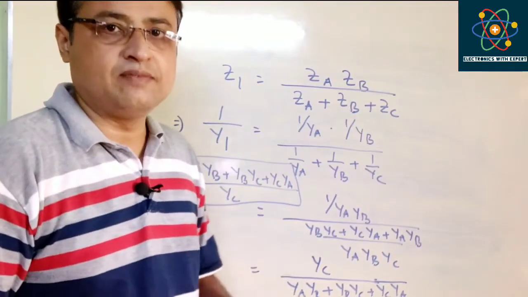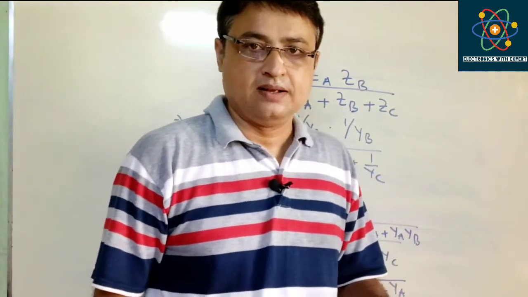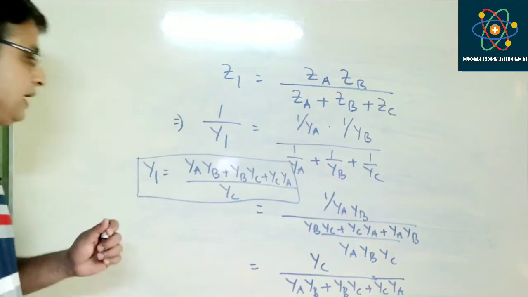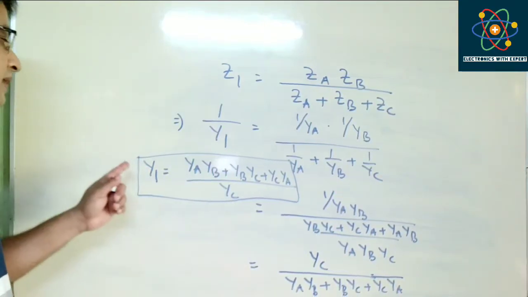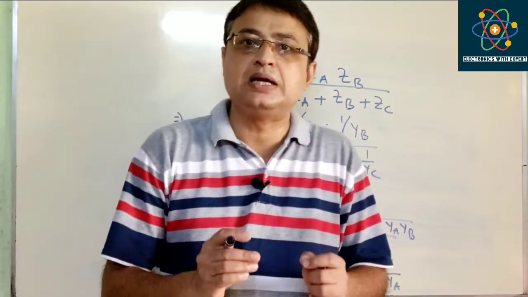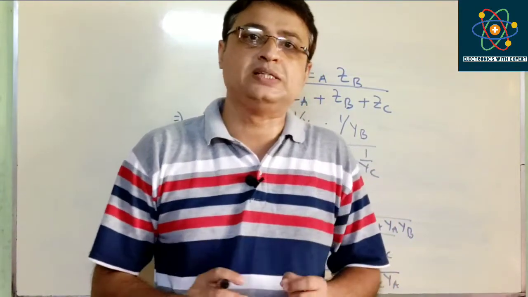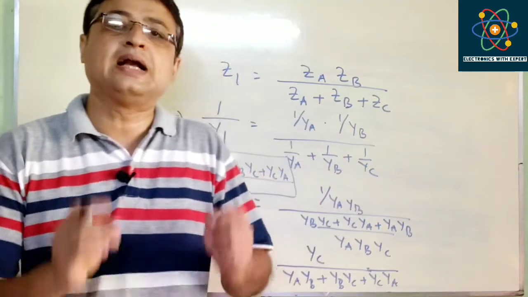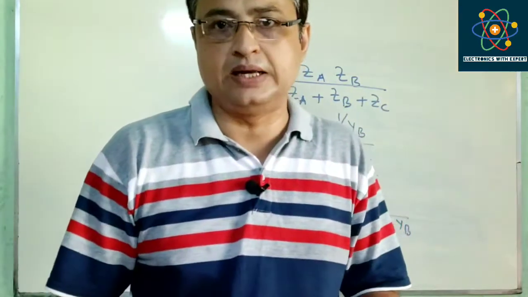Earlier I derived the value of ZA. Now if you compare that value of ZA with this Y1, you will find these two equations are similar looking, that is they are similar to each other, and this proves that the T network and the pi network are dual in character.